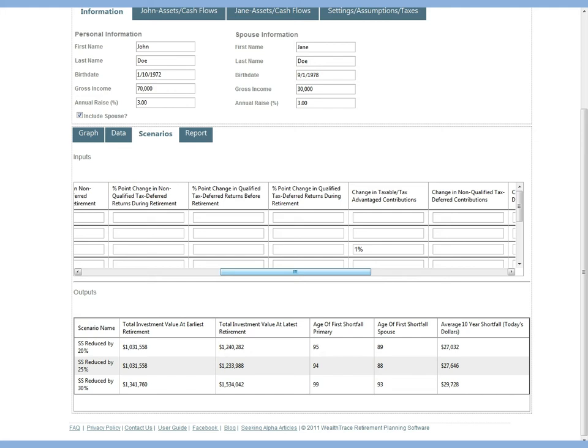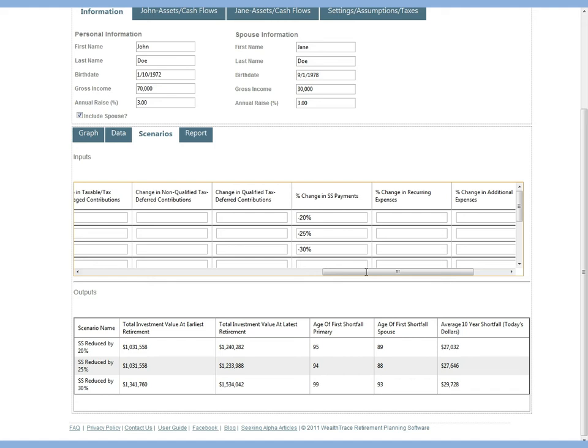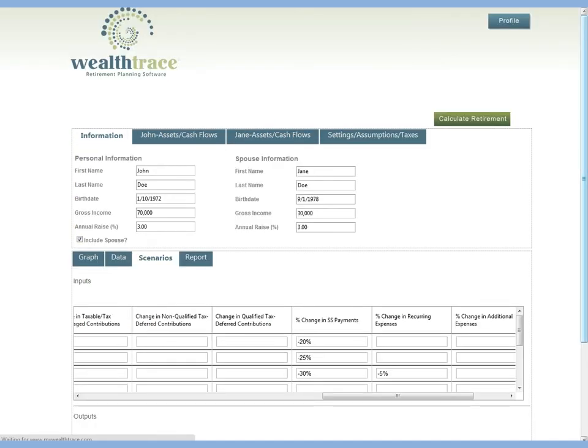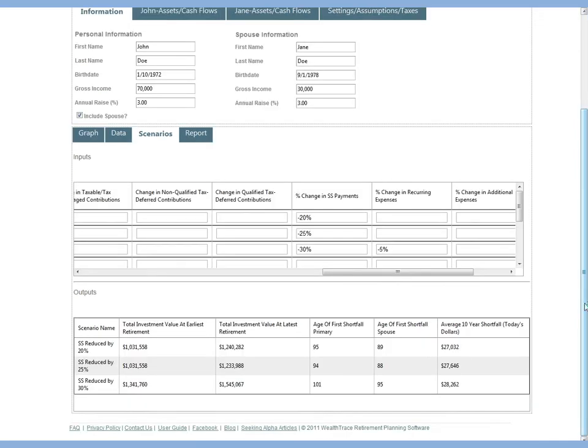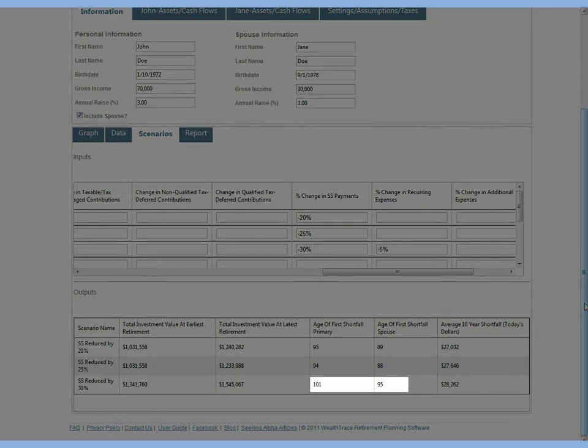Now let's see what happens if they reduce their expenses in retirement by just 5%. And that did the trick. With a combination of ideas that are completely within the control of this couple, they have pushed out when they will run out of money by 8 years.